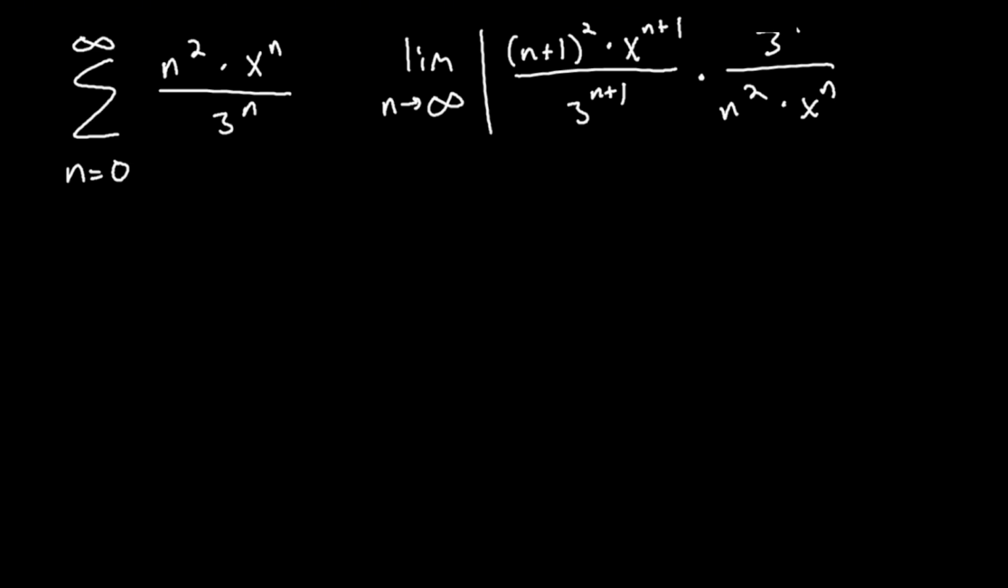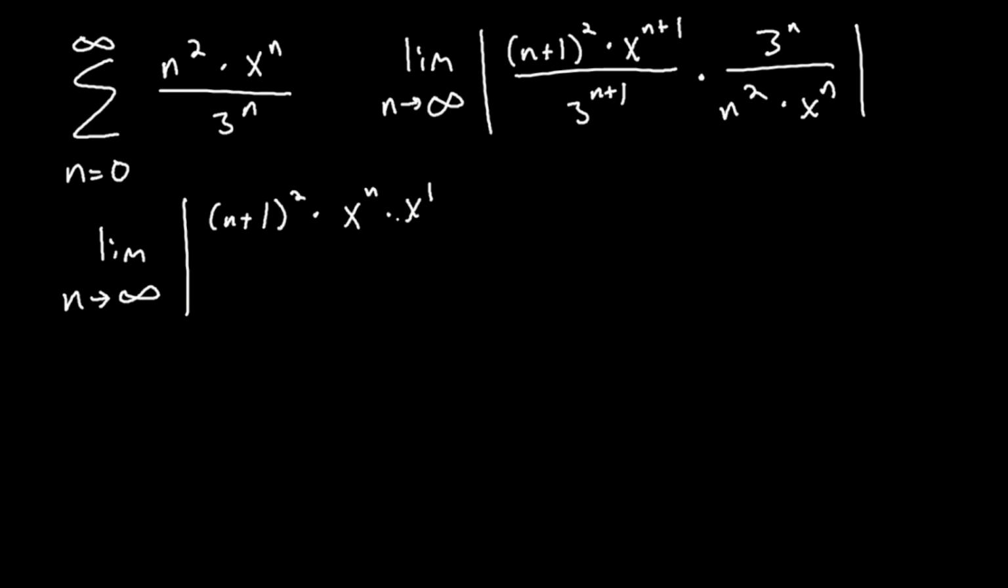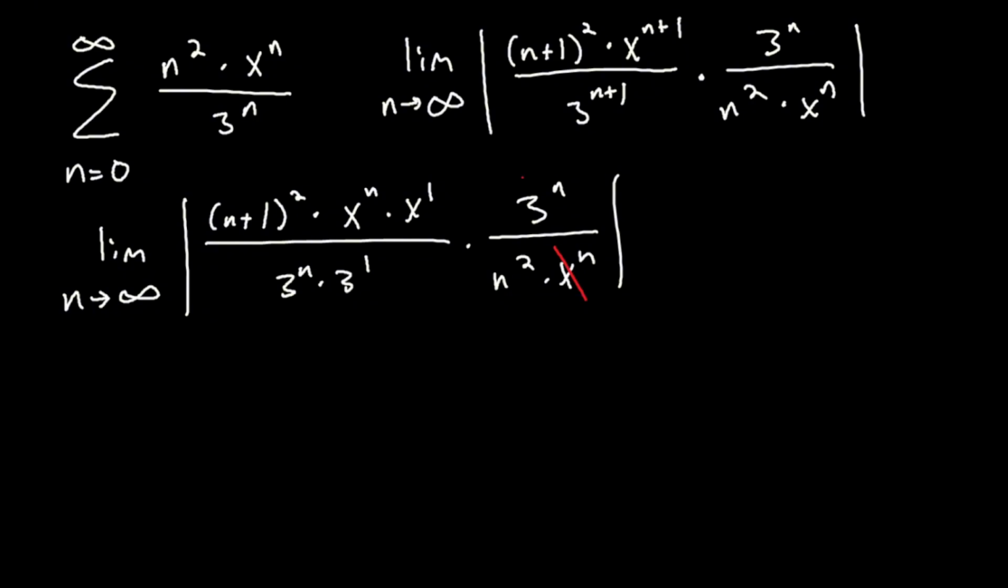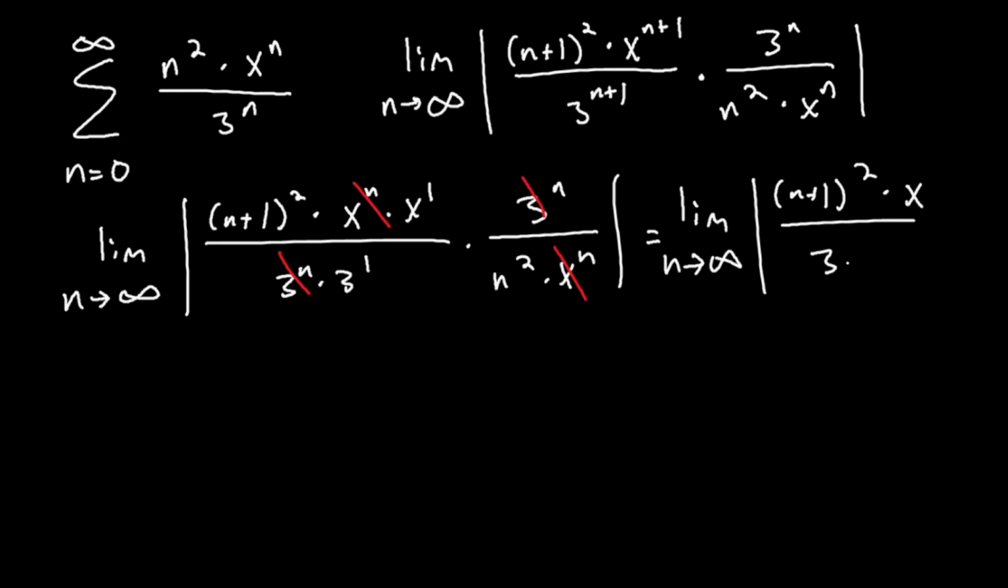Now that we have this limit, let's go ahead and simplify it. The limit as n approaches infinity of (n plus 1) squared times x to the n times x to the power of 1 over 3 to the n times 3 to the power of 1, times 3 to the power of n over n squared times x to the n. And we can cancel out a bunch of things. These cancel, this cancels, this cancels. Once you get everything canceled that you possibly can, you should get the limit of (n plus 1) squared times x over 3n squared.